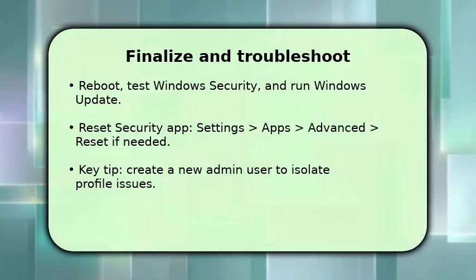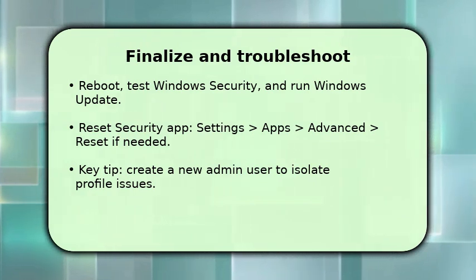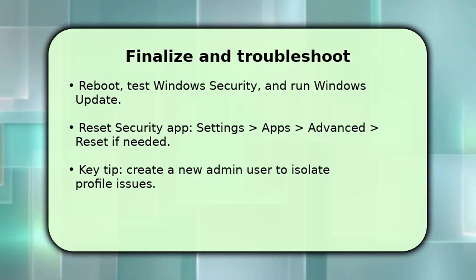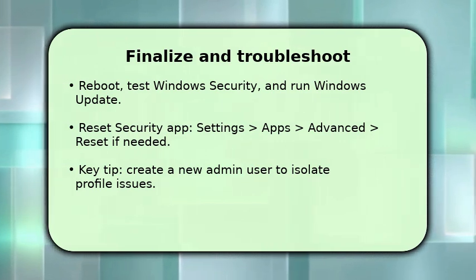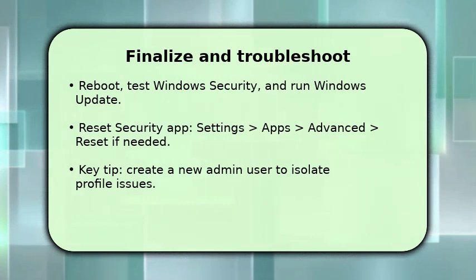Now reboot and test Windows Security. A restart applies repairs and often clears transient locks. If it still won't open, run Windows Update to ensure platform components match. Mismatches can block the app. Next, use Settings to reset the Windows Security app or reinstall the Windows Defender feature via PowerShell.